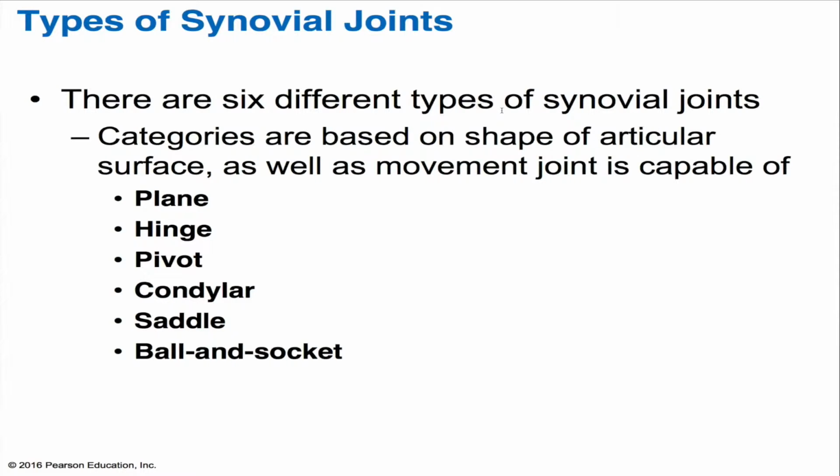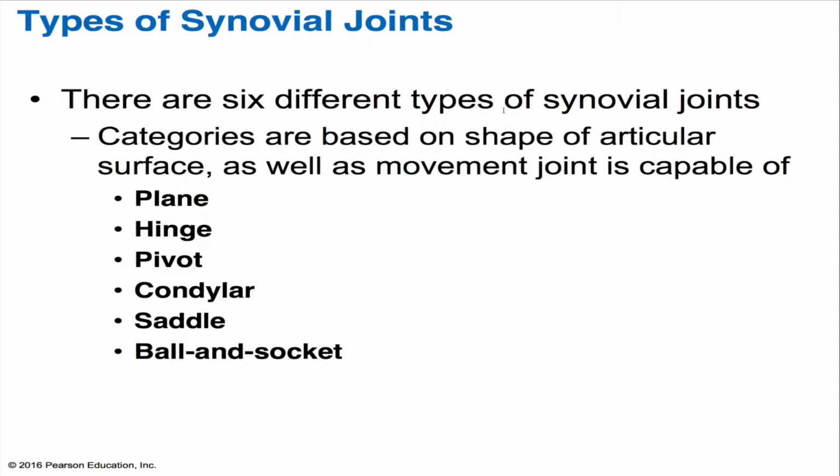Now, there are 6 different types of synovial joints, and they're categorized based on the shape of the articular surface as well as the movement the joint is capable of. Now, in plane joints, the articular surfaces are essentially flat, and they allow only a short non-axial gliding movement to occur. So examples of gliding joints we looked at a little bit earlier are at the intercarpal and intertarsal joints.